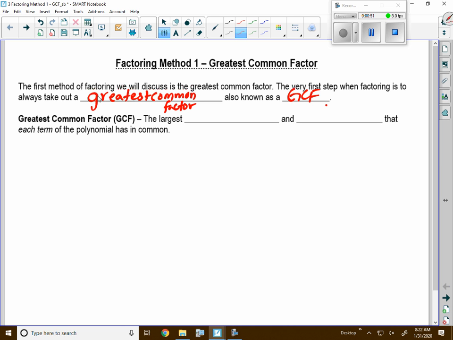What is a GCF? Okay, it's the largest number and variable that each term of a polynomial has in common. Okay, and I'm going to show you what I mean by that. So it's the largest number and variable that polynomials have in common.